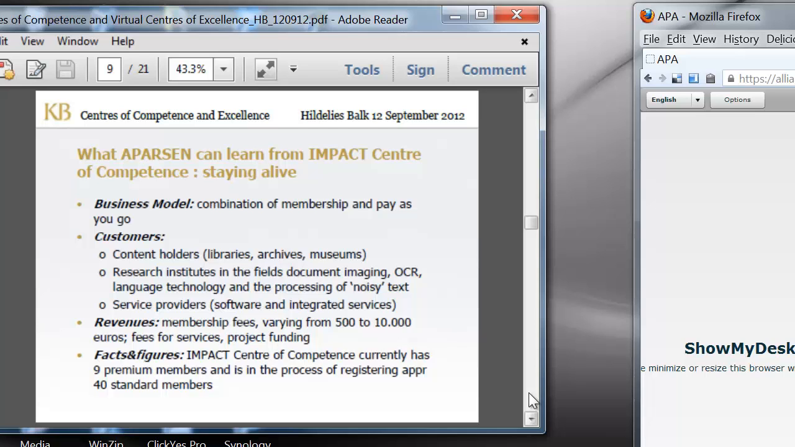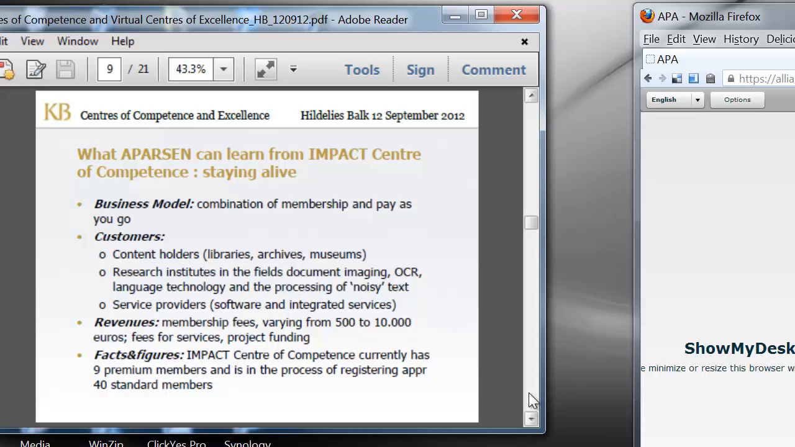We have membership fees. I already talked about this. It ranges from 600 to 10,000. It's 600 for a library to become a member, or 1,000 for a small or commercial organization, and 6,000 for the premium membership to 10,000 for the commercial partners. We currently have 9 premium members. These are all the founding members, and we're in the process of registering approximately 40 standard members.